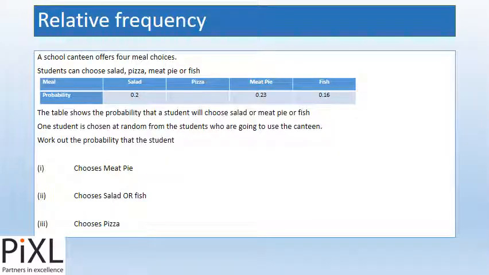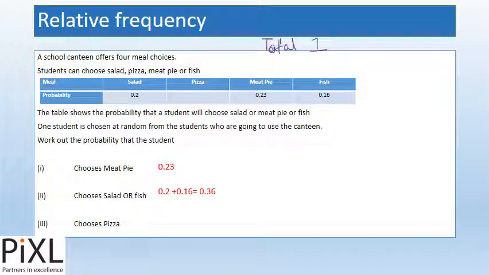Okay, let's have a look at some relative frequency questions. Before we start though, it's useful to know that the total of all probabilities needs to add up to 1. So here we're given a table with some information about students' meal choices at lunchtime, and we're asked to find the probability that a student chooses meat pie. Well, we can get that straight off the table as 0.23. The probability a student chooses salad or fish would be 0.2 plus 0.16, which is 0.36.